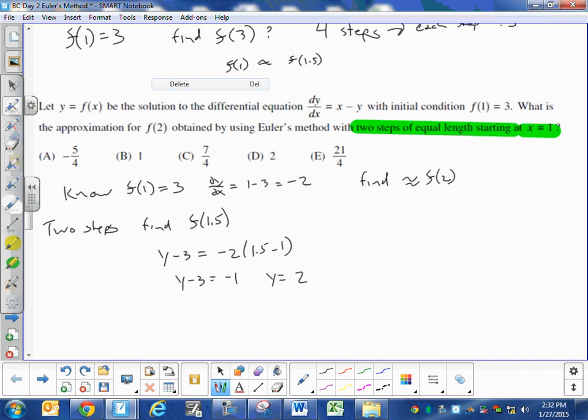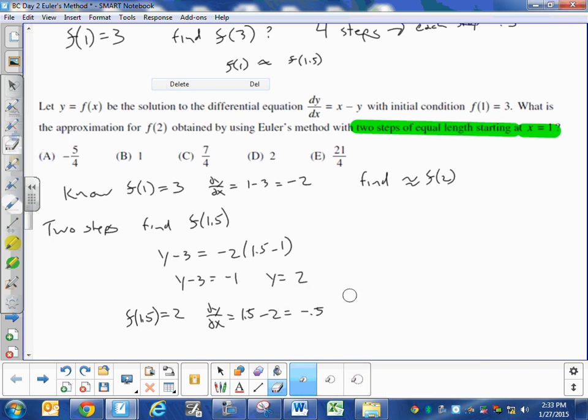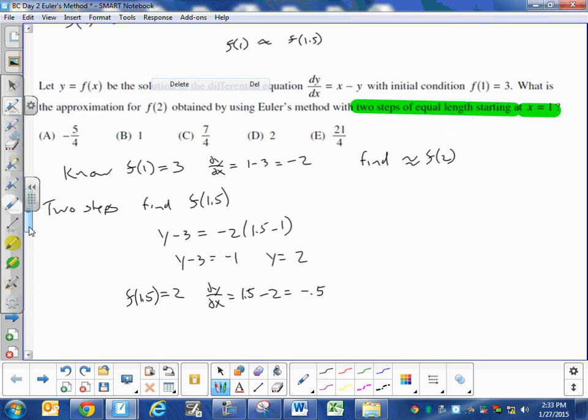First step would be to find f of 1.5, and then knowing that we have f of 1.5 of 2, I can find the slope if that point was on my original function. So I plug in 1.5 and 2, I get negative 0.5. Okay, this is the key step: you are taking each of your steps and you are assuming that that is on your original function. So you will use the derivative to find the tangent equation at that point. I believe that'll be the answer.